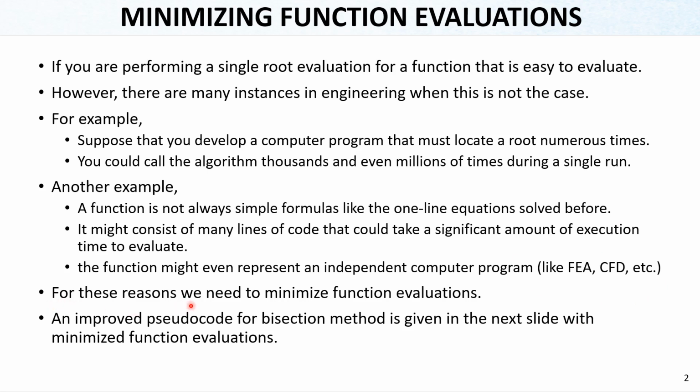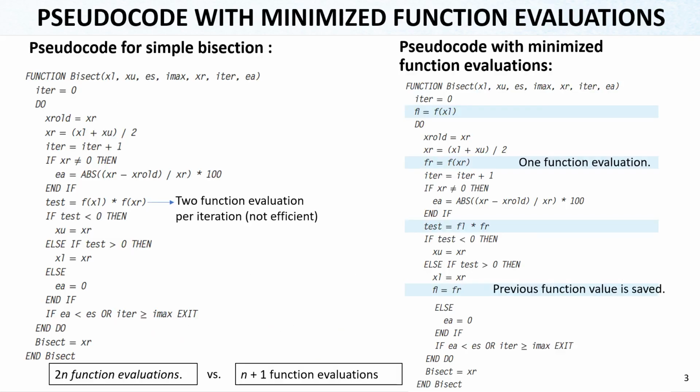For these reasons, we need to minimize the function evaluation. So basically, we need to reduce those two function evaluations in the bisection algorithm. An improved pseudocode for the bisection method is given in the next slide with minimized function evaluation. So let's go to the next slide to provide a new improved pseudocode for the bisection method. In this slide, we will provide an improved pseudocode or algorithm for the bisection method.